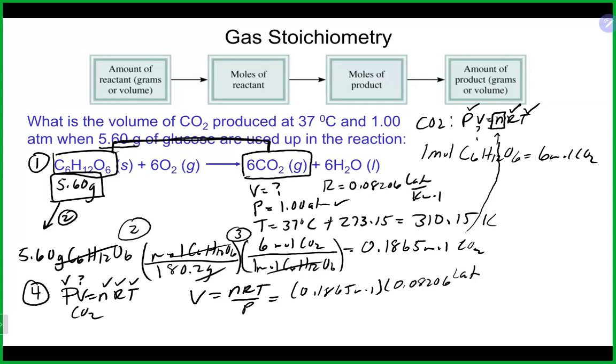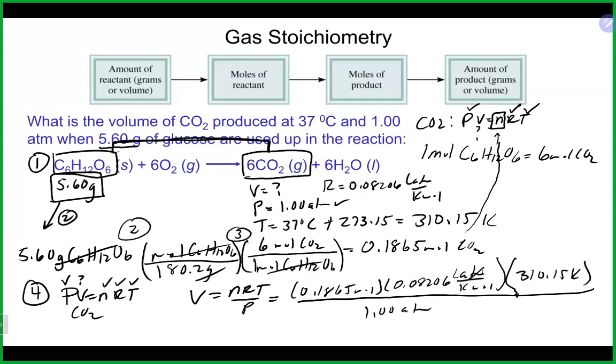0.08206 liters atmosphere per Kelvin mole. Our temperature, in this case, is 310.15 Kelvin, all divided by our pressure, which was 1 atmosphere. So atmospheres cancel, moles cancel, Kelvin cancel. That's going to leave us liters as the only unit left.